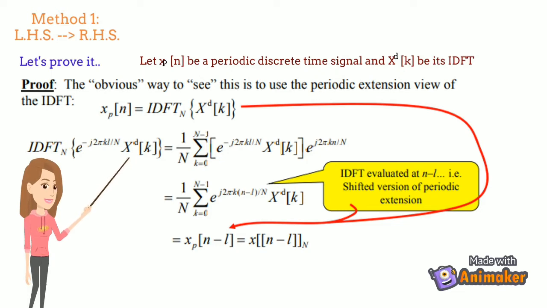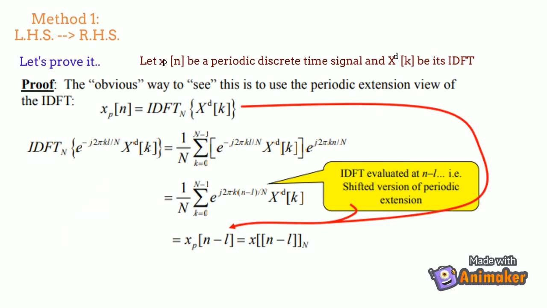Later, when this Xd of k is being multiplied with the exponential term e to the power minus j 2 pi kl upon capital N and applying the inverse discrete Fourier transform for the same, we get 1 upon capital N summation k is equal to 0 to capital N minus 1 e to the power minus j 2 pi kl upon capital N Xd of k multiplied by e to the power plus j 2 pi kn upon capital N.